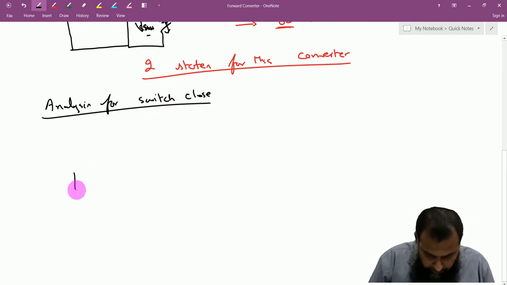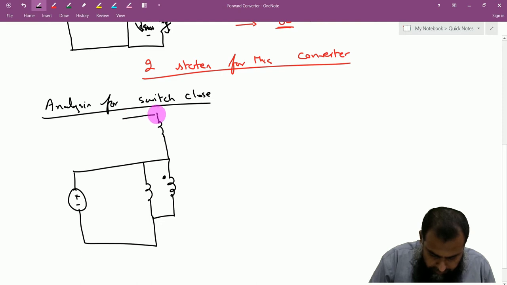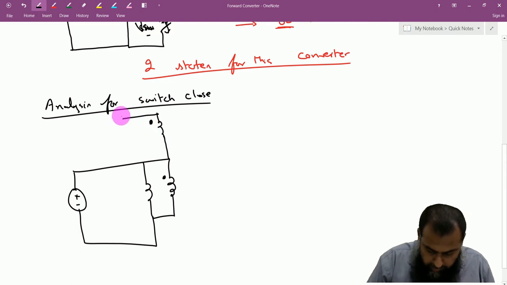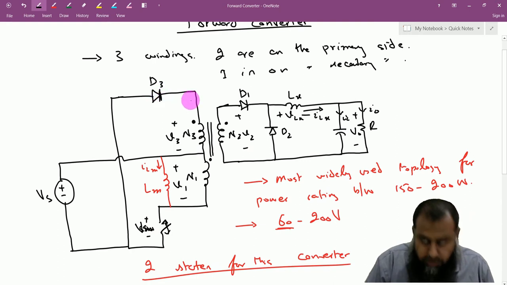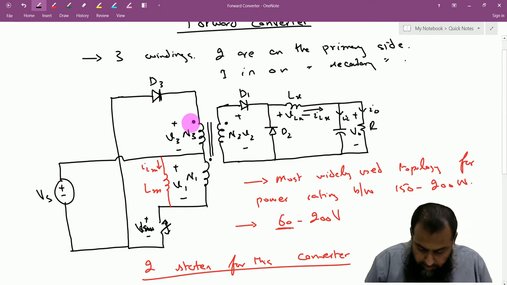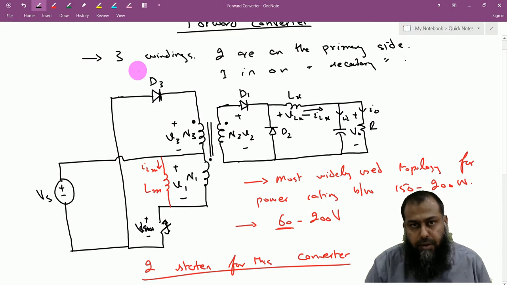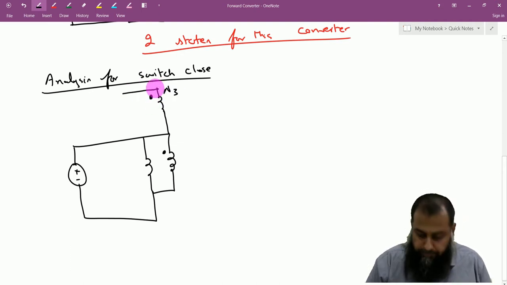When we turn on the switch, we have this type of network. This becomes open circuit because of the diode connection. If you see here, the diode has its cathode connected with the dot end, and therefore when we turn on this switch, all the dot ends become positive. Consequently, D3 becomes reverse biased, and therefore I will leave N3, this tertiary winding, open.